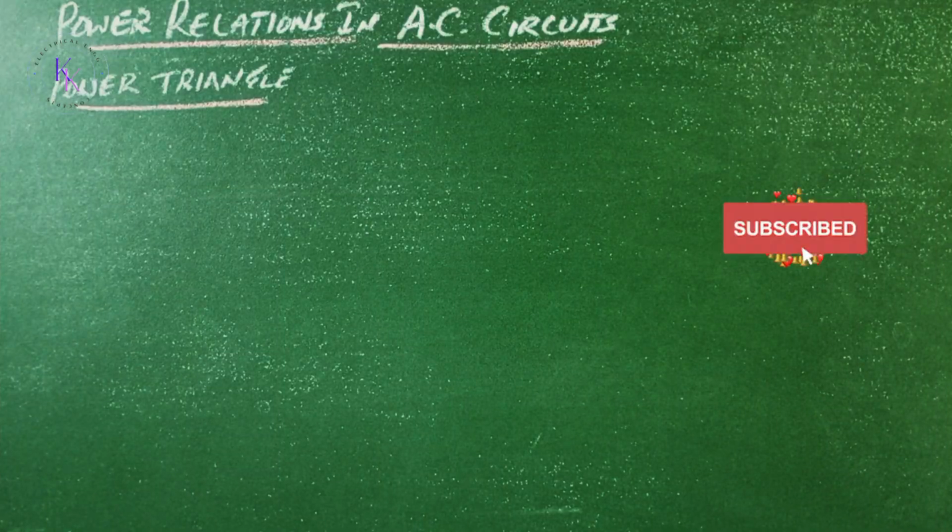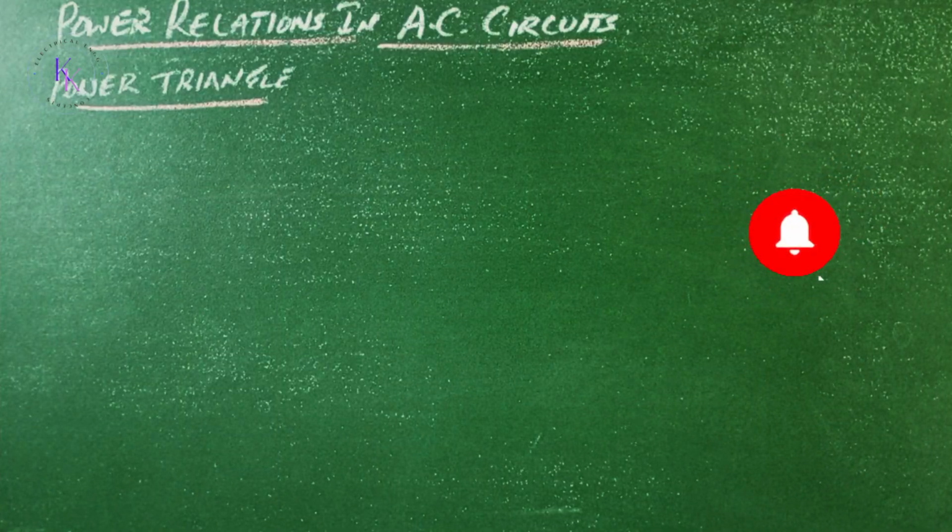Next, power triangles. It is a geometrical representation of apparent power, average power, and the reactive power.